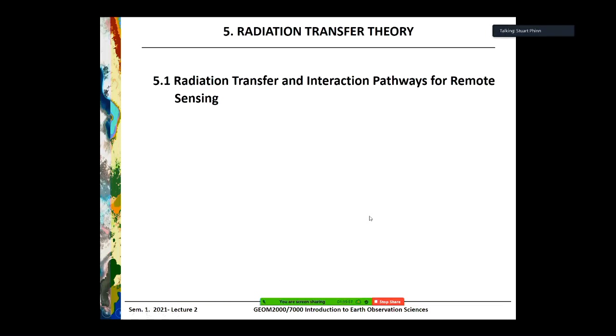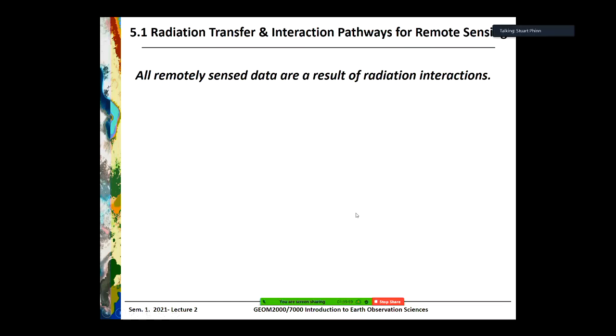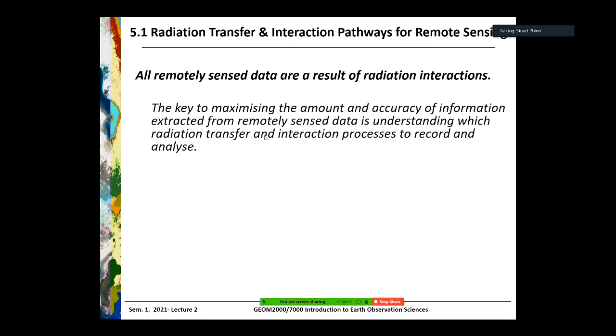Okay, very briefly, radiation transfer theory and pathways. All of the satellite images we look at are the results of radiation transfer interactions. Everything your eyes see is a result of those things. So for you to maximise your ability to pull information out of an image, you need to understand all the different radiation transfer interactions that are going on.